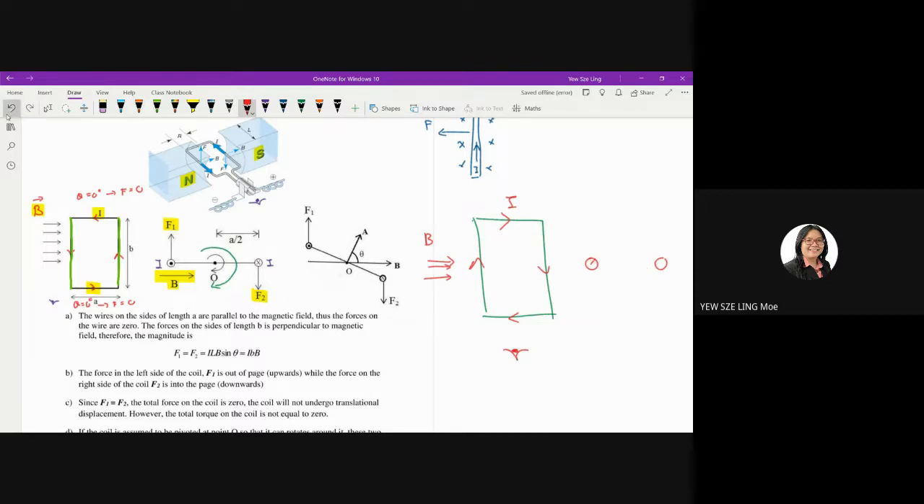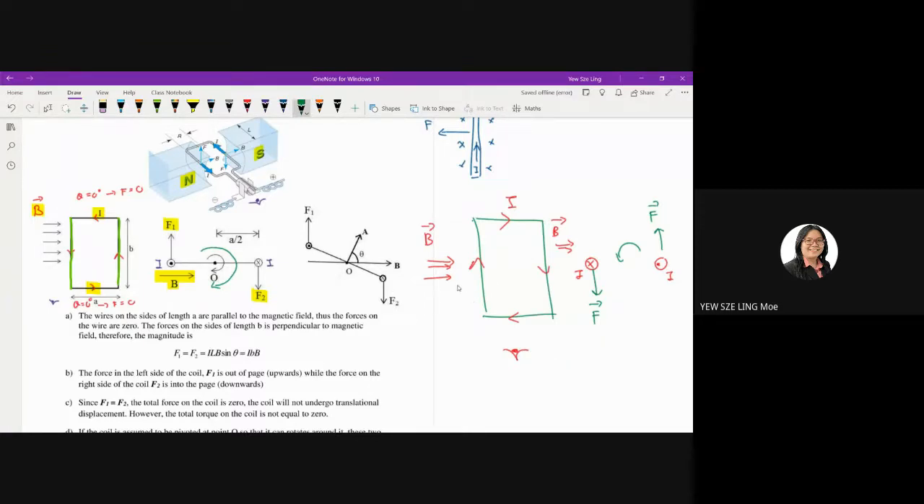So I on the left-hand side is into the page, and on the right-hand side is out of the page. So the directions of the force, this is your B. The force will now be moving in the opposite direction. So now this will give you an anti-clockwise. Your coil will now rotate in the anti-clockwise direction. So it depends on the directions of the current and also the directions of the magnetic field.